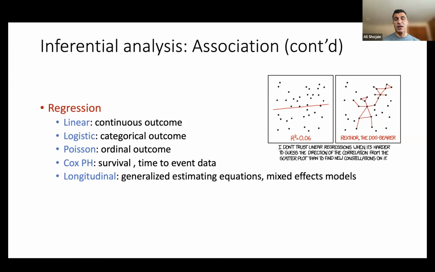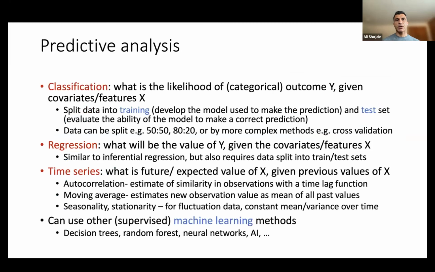If you have time to event data, so you have a survival outcome, you do a Cox proportional hazards model, or other approaches. Or if you have an outcome that is observed over time, it's longitudinal, which is the case a lot of times for the type of research that we do at ADRC, then you have to take that into account. And there are different tools for that. You could use a generalized estimating equation, or you could use a mixed effect model to capture the correlation between outcomes over time. So these are all, by default, just giving you a sense of associations. Now, you could also think about fancier approaches for classification and regression.